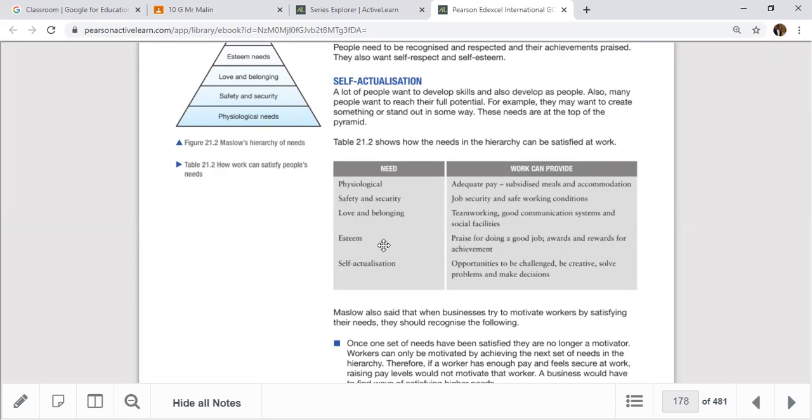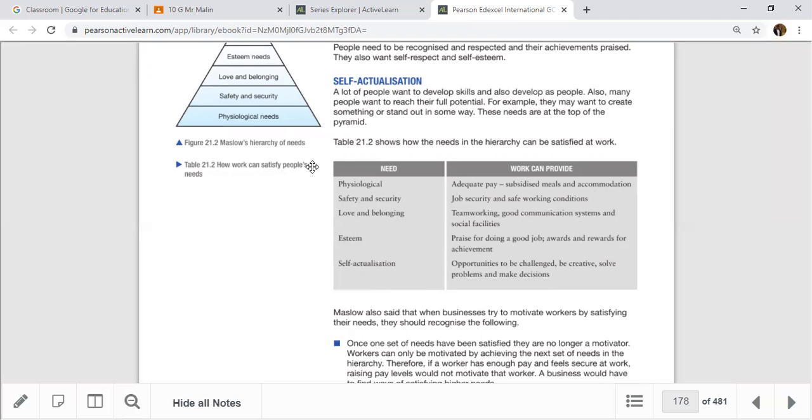And self-esteem needs we can satisfy by praise for doing a good job, rewards and awards for achievement. That's coming from esteem needs. And finally, self-actualization needs. There are opportunities to be challenged, as I told, the final need, the spiritual need of their life. In a working organization, you can see giving opportunities to solve problems and make decisions, to be challenged. These are the self-actualization things. So that's Maslow's hierarchy of needs.